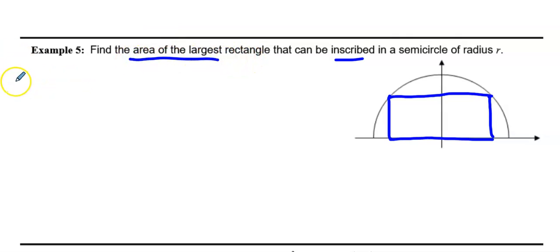Well, that's awesome, because area is simply going to be equal to length times width. The length times the width. So I need to find the length and the width of this thing, and then I just need to find the derivative, set it equal to 0, and we're going to call it a day, right? That's how you do it.